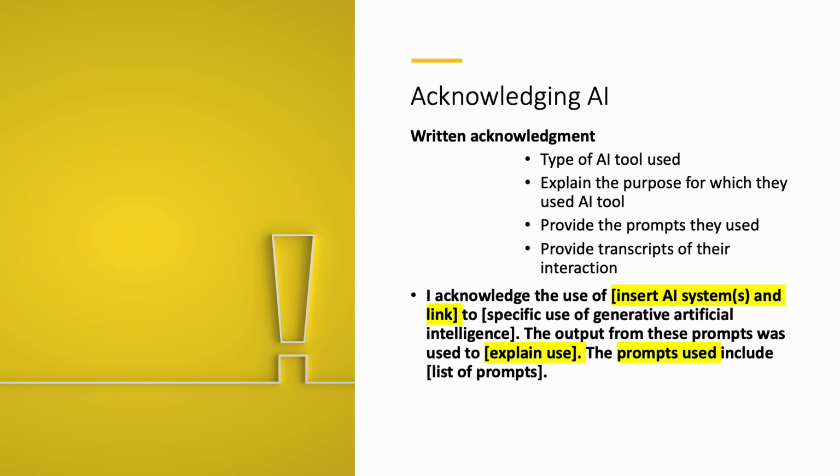Depending on the assignment, you can ask your students to acknowledge the AI that they used. In the written acknowledgement, they explain what type of AI they used, they explain the purpose for which they used AI, provide the prompts they used, and also maybe provide transcripts of their interaction. By asking them to provide details about their use of AI, first of all, we promote transparency and academic integrity. The prompts also reveal how students engage with AI tools, and if there is any thinking involved, if there is any problem solving involved.